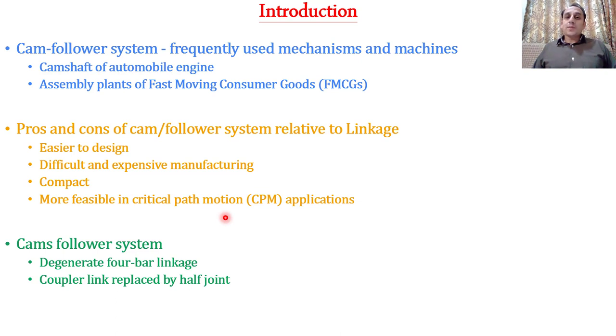In the cam follower mechanism, how many links do we have? We have three links. We have a cam, which is link one, then we have the follower, which is link three, and then we have the ground. There are basically three links, whereas the fourth link of the four bar, which is the coupler, is replaced in the cam follower mechanism. There is no coupler in the cam follower mechanism.